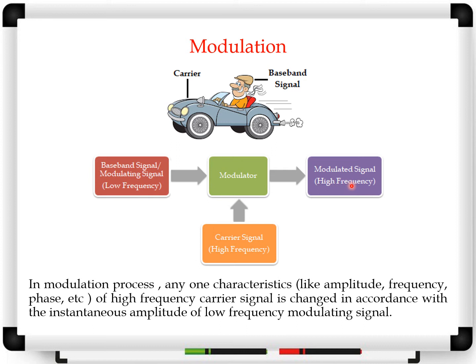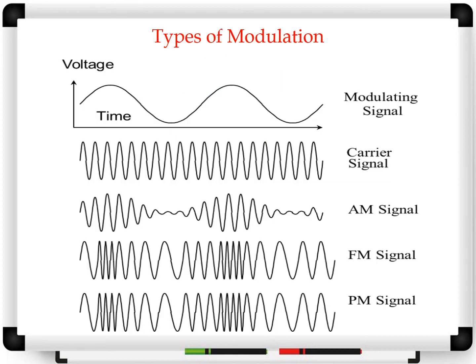Now at the receiver side, the exact opposite process is done. The modulated signal, when it reaches the receiver, will be separated into the carrier signal and the baseband signal. The block there is called the demodulator, and the process is called demodulation. Now let us see the types of modulation.